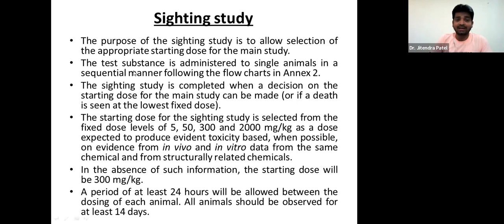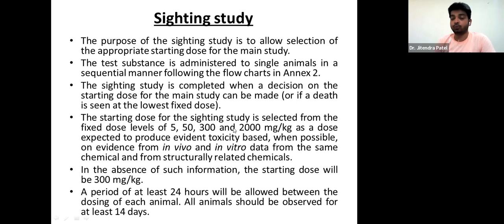The chemical substance is administered to single animals in a sequential manner, following the charts in Annexure 2, which I'm going to discuss in the coming slide. The sighting study is completed when a decision on the starting dose for the main study can be made. The starting dose for the sighting study is selected from the fixed dose levels of 5, 50, 300, 2000 mg per kg.